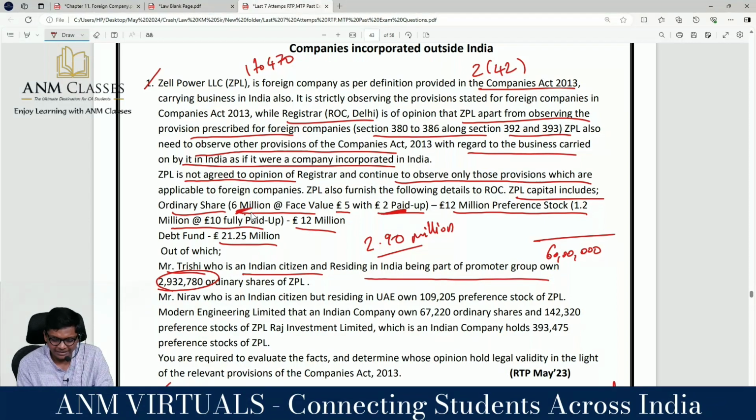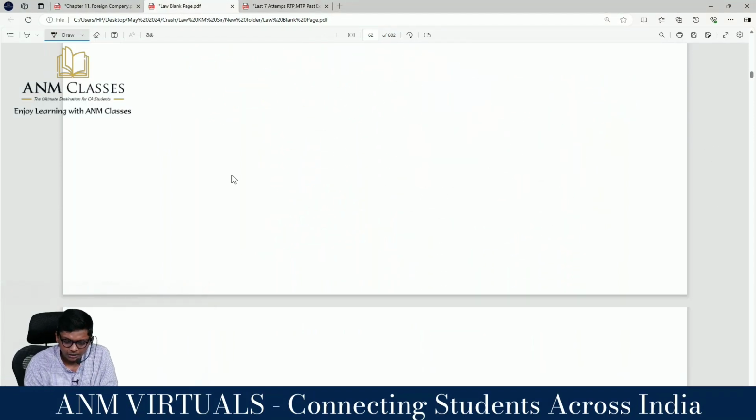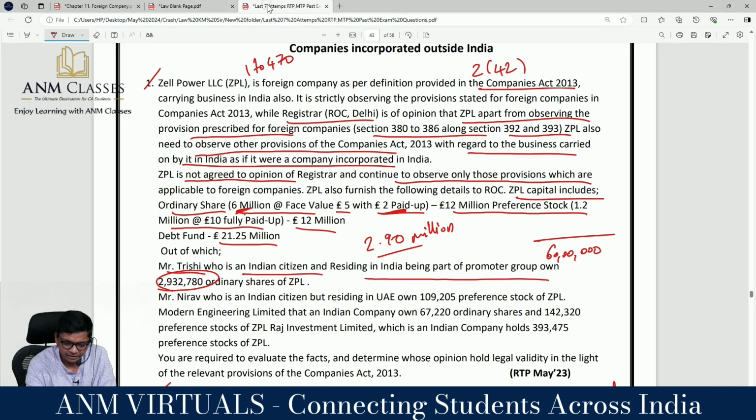So 6 million with paid up value 2, you have to convert. Let me do it easily. I will do 60 lakhs approximately into 2 by 5 to find the absolute value. How much is that? 24 lakhs, plus this is equity. Preference is 12 million shares, so total value of 12 million of 10 each, fully paid up.